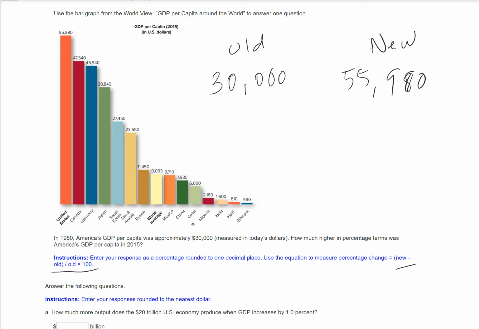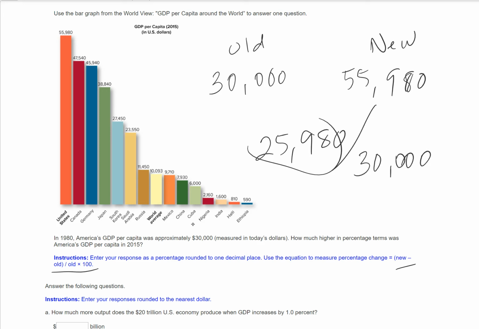So we're going to go 55,980 minus 30,000. So it makes it pretty easy. 25,980 and divided by old. All right, so that's new minus old. That's this value here. And I'm going to divide that by old. And then again, we just go right back to that ratio.